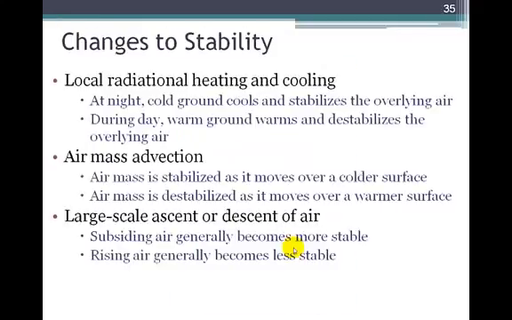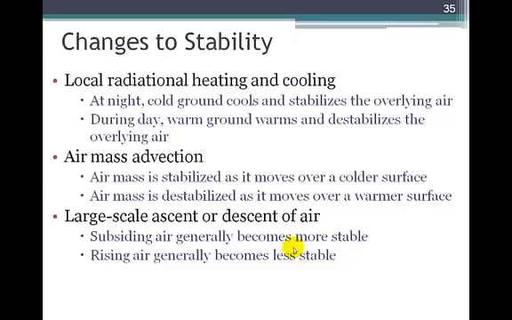Stability can change through these different methods you see here. One is local radiational heating and cooling. At night, the ground cools off and it stabilizes the overlying air. As that warm air rises and cools, it causes a stable condition. During the day, when the ground warms, that warm air close to the ground wants to rise, and that destabilizes the overlying air. So there's that factor.